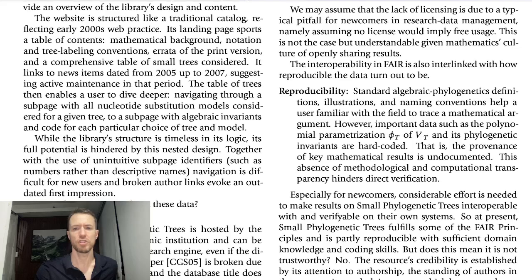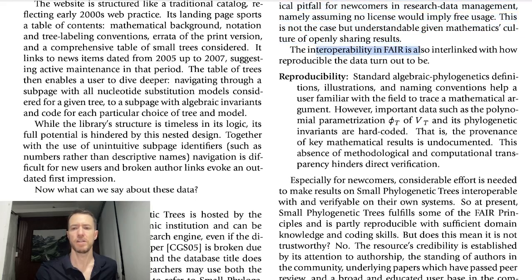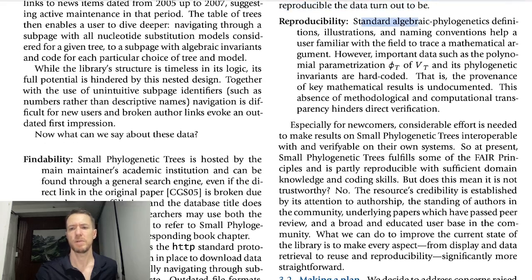Anyway, we may assume that the lack of licensing is due to a typical pitfall for newcomers in research data management, namely assuming no license would imply free usage. This is not the case, but understandable given mathematics' culture of openly sharing results. The interoperability in FAIR is also interlinked with how reproducible the data turn out to be. Reproducibility. Standard algebraic phylogenetics definitions, illustrations, and naming conventions help a user familiar with the field to trace a mathematical argument. However, important data such as the polynomial parameterization Vt of Vt and its phylogenetic invariance are hard-coded. That is, the provenance of key mathematical results is undocumented. This absence of methodological and computational transparency hinders direct verification.